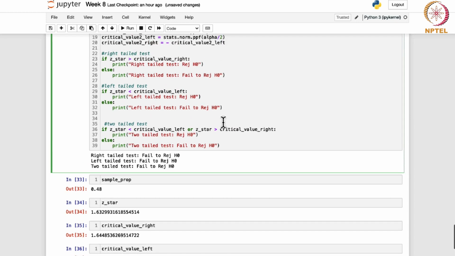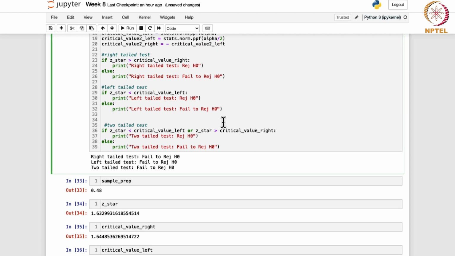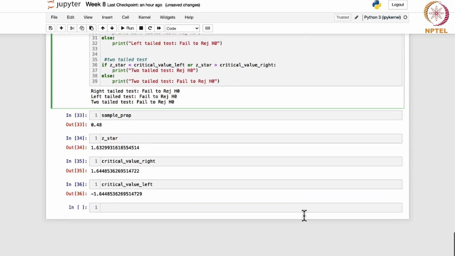So basically we have seen the codes for test for single mean, variance and proportion, and in the next week we will look at how to write the code for the two sample problem, right? So there you will be considering two populations and the difference between them would be of interest. Okay, so we will see that in the next week.